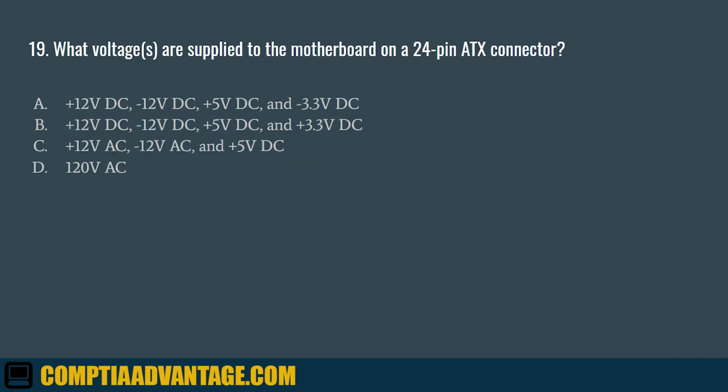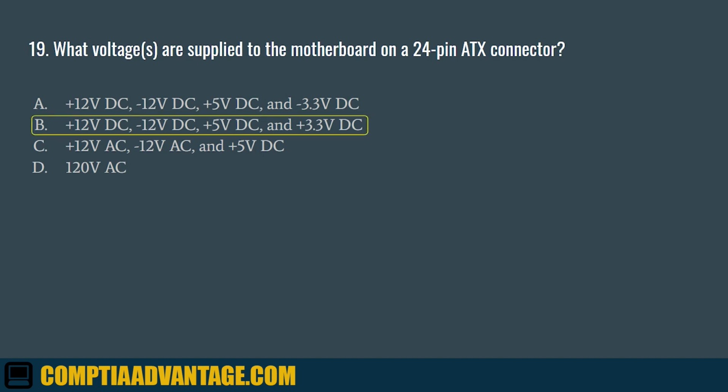Question 19. What voltages are supplied to the motherboard on a 24-pin ATX connector? A. Plus 12 volt DC, minus 12 volt DC, plus 5 volt DC, and minus 3.3 volt DC. B. Plus 12 volt DC, minus 12 volt DC, plus 5 volt DC, and plus 3.3 volt DC. C. Plus 12 volt AC, minus 12 volt AC, and plus 5 volt DC. D. 120 volt AC. The correct answer is B.